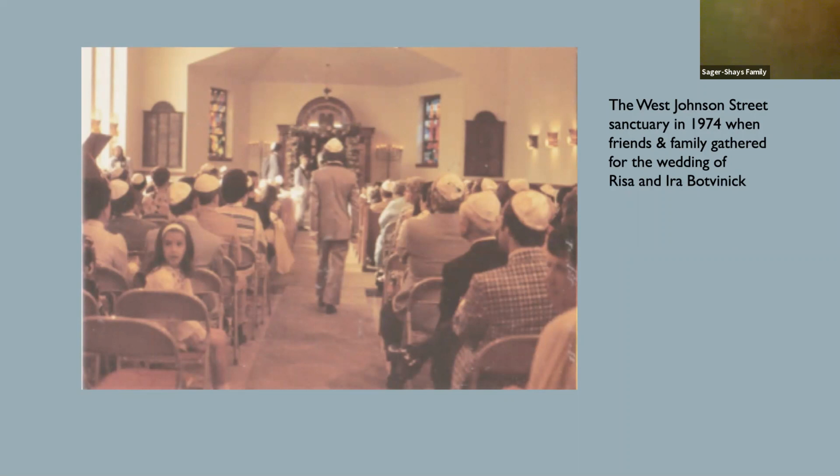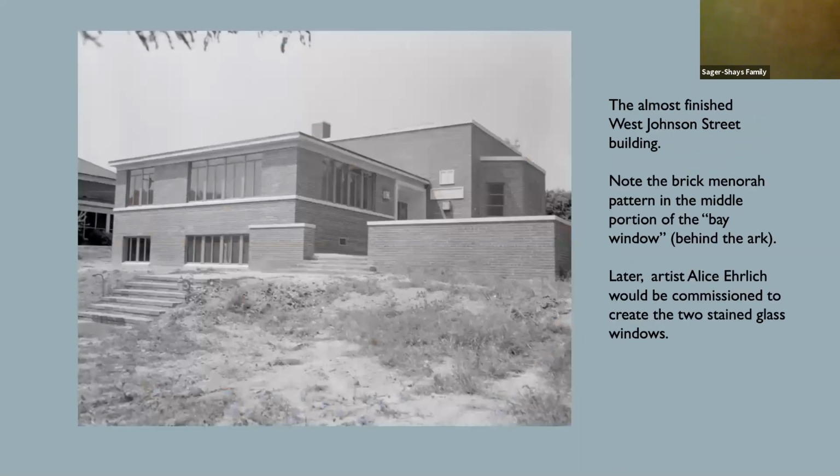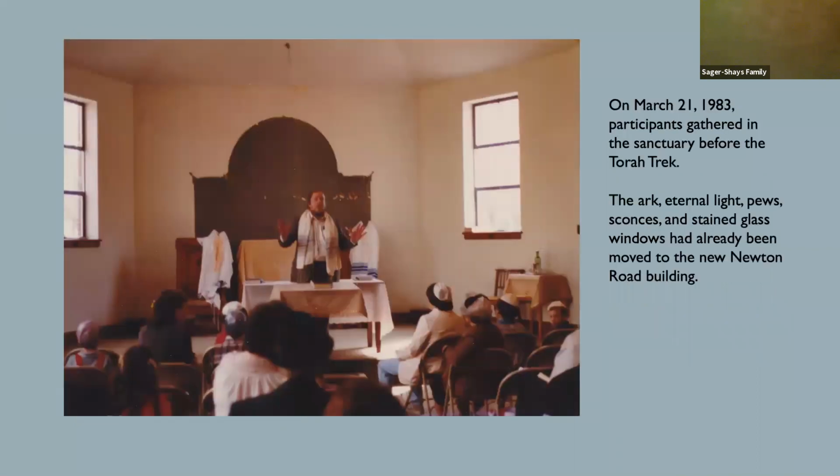When the building first opened, this is just before it was completed, you can see the bay window projection, the back of the very front of the sanctuary. There were no stained glass windows yet, and you can maybe see the relief brick of the menorah. That would have been the back wall behind the ark. This is how it looked when the ark and everything else had been taken to our current building.